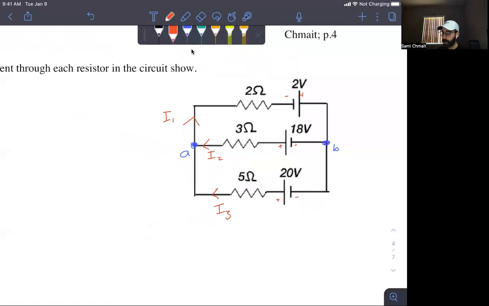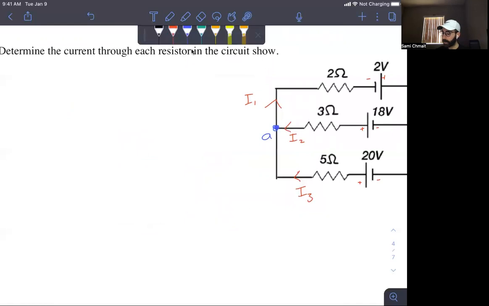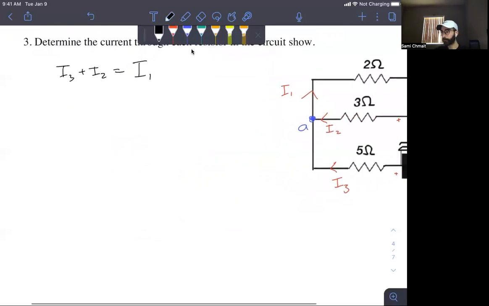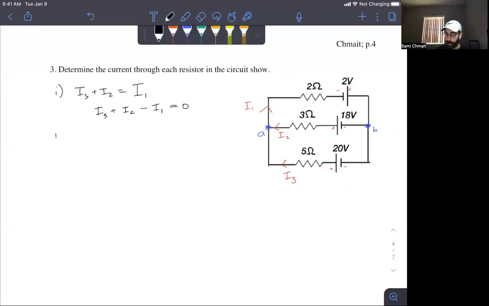I know where my junctions are, and I can say my junction rule is what goes in is equal to what goes out. What's going into position A, we have I3 going in and I2 going in, so I3 plus I2 is equal to what goes out. What goes out here is I1. We've created our junction rule. I like to do the simplification right off the bat, because I know I'm going to need to rearrange it and plug it in as needed. So I'll call that part 1.